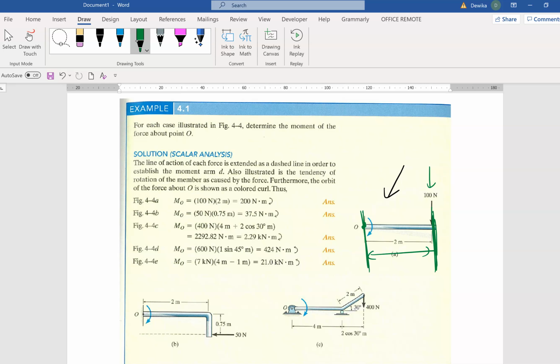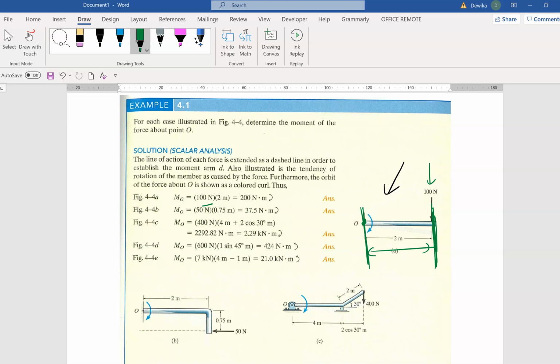What is the distance in between? It is 2 meters. So this is what is meant by force times distance. Okay, it will be 200. Now let's see how it goes. Okay, I'm going to erase all this.